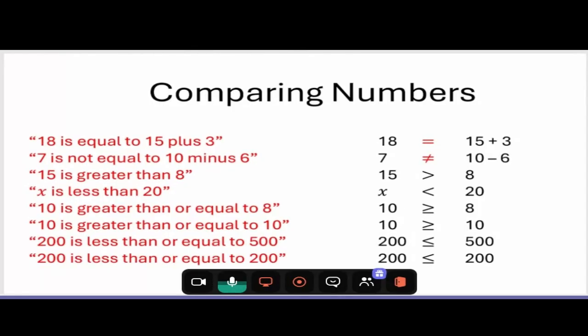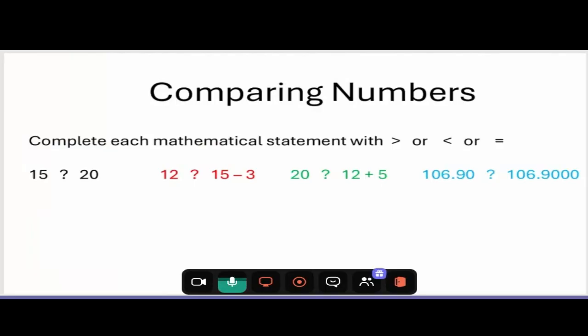And the same thing for less than or equal to. 200 is less than or equal to 500 because it's less than it. 200 is also less than or equal to 200 because they're equal. All right, so let's try dropping some greater than, less than, or equal to signs in here. Notice I've left out the or equal to options, and I've left out the not equal to as well. Only one of these three signs will work for each of these.